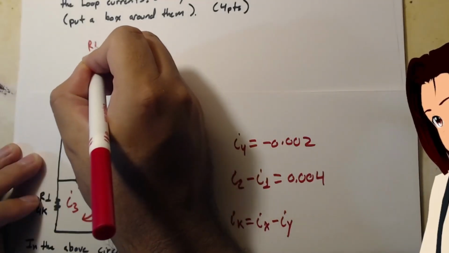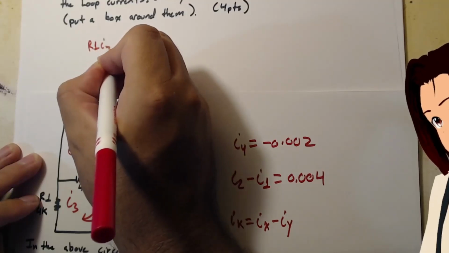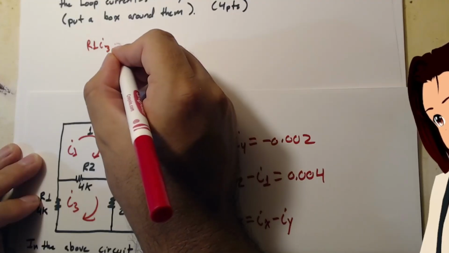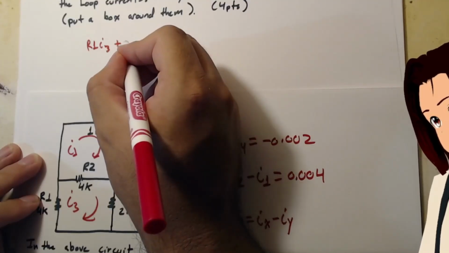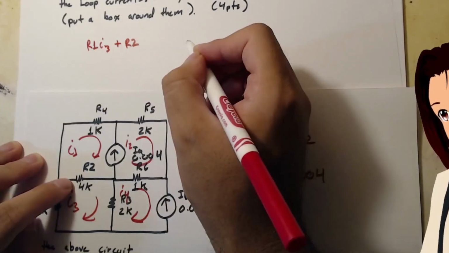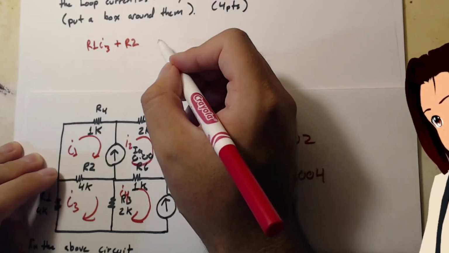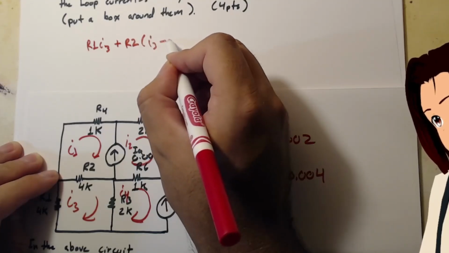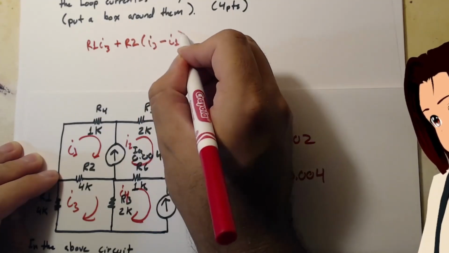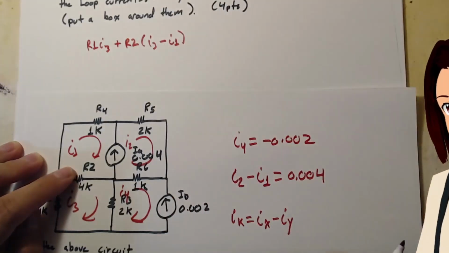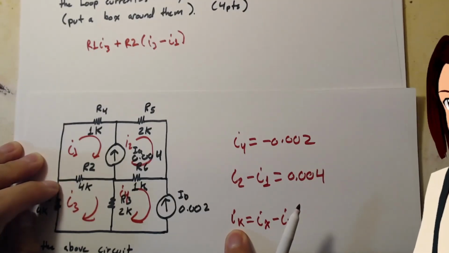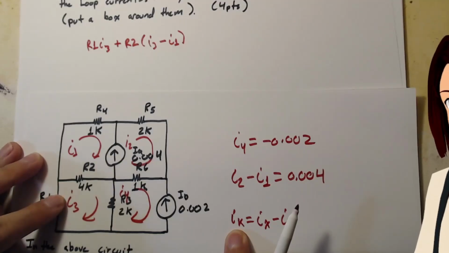R1 times I3, plus R2 times I3 minus I1. Remember, this is going back to what I said about this guy right here. The resistor, this is the resistor reference for this mesh. Is the same with mesh 3.